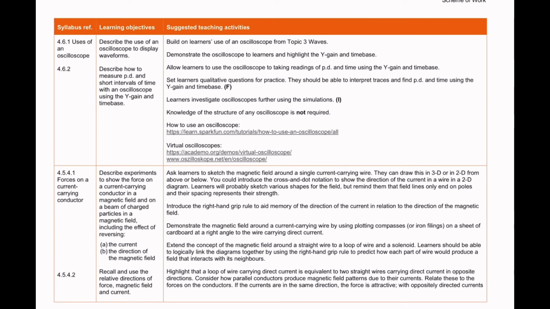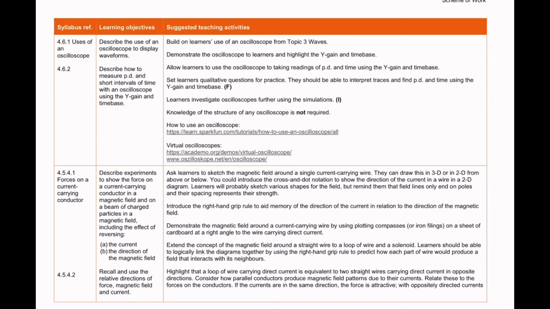Key concept: use of an oscilloscope. Learning objectives. Describe the use of an oscilloscope to display waveforms. Describe how to measure PD and short intervals of time with an oscilloscope using the Y gain and time base. Key concept.